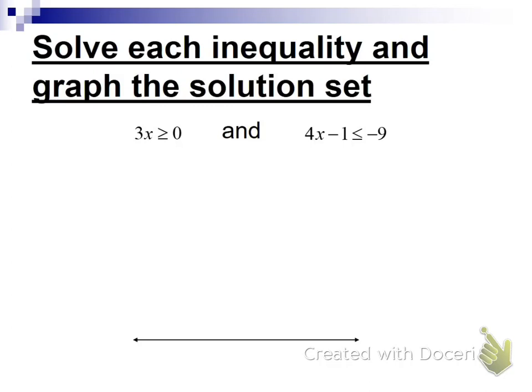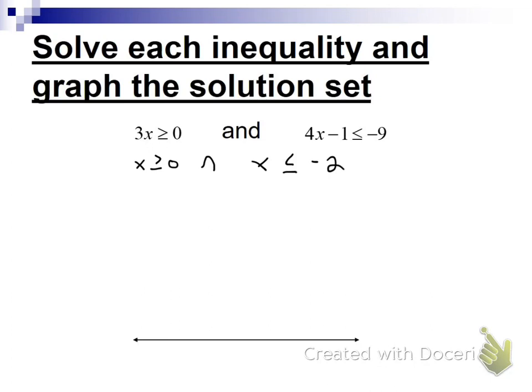Okay? Now this is an and. So let's solve for x real quickly. So I divide by 3, I get x greater than or equal to 0. And I'm going to go ahead and put the intersection symbol. Can we do this in our head? Add 1, divide by 4. x is less than or equal to, what is that, negative 2? Okay?